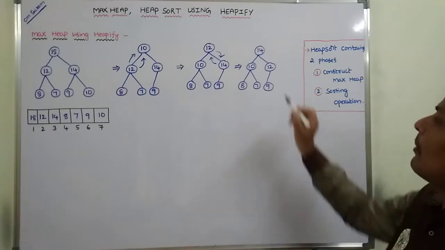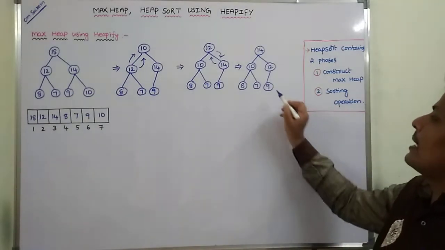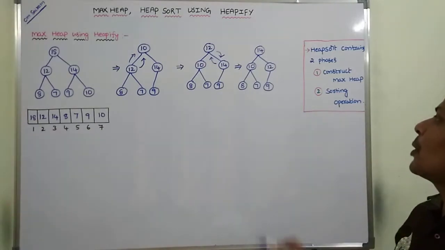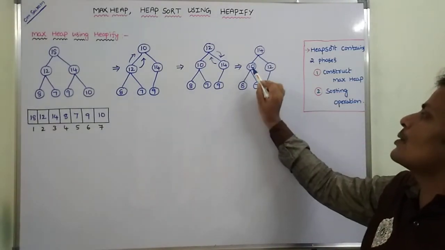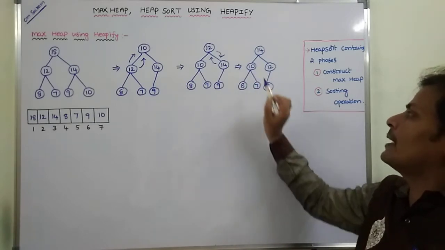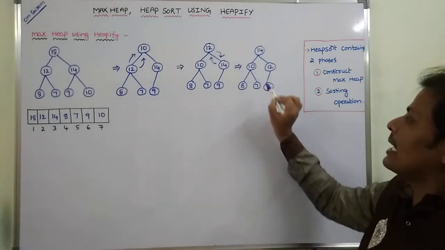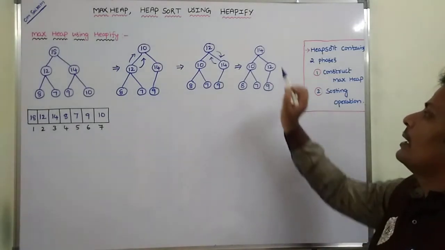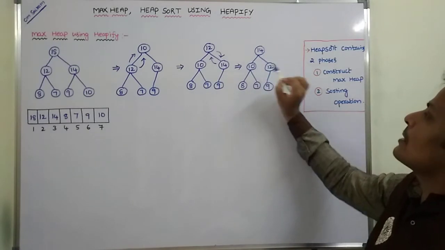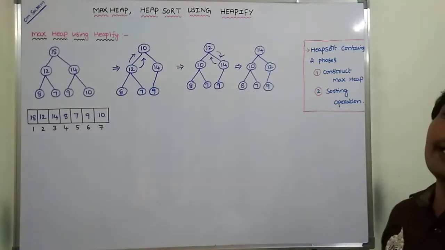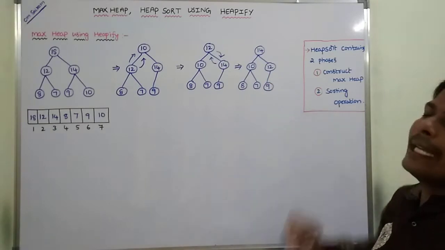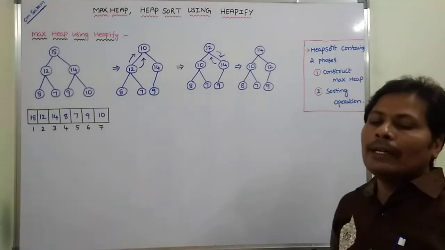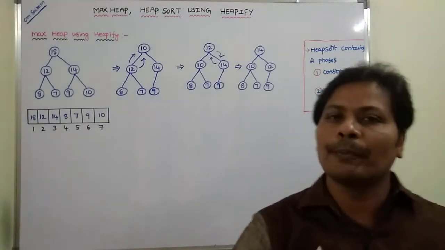Next go for 12. 12 has only one child, that is 9. 12 is greater than 9. It satisfies the maximum heap property. Next 10. 10 has two children, one is 8, one is 7. 10 is greater than 8. 10 is greater than 7. Left and right children satisfy the maximum heap property. Next go for 14. 14 has two children, one is 10 and another is 12. 14 is greater than 10. It satisfies the maximum heap property. 14 is greater than 12. It satisfies the maximum heap property.